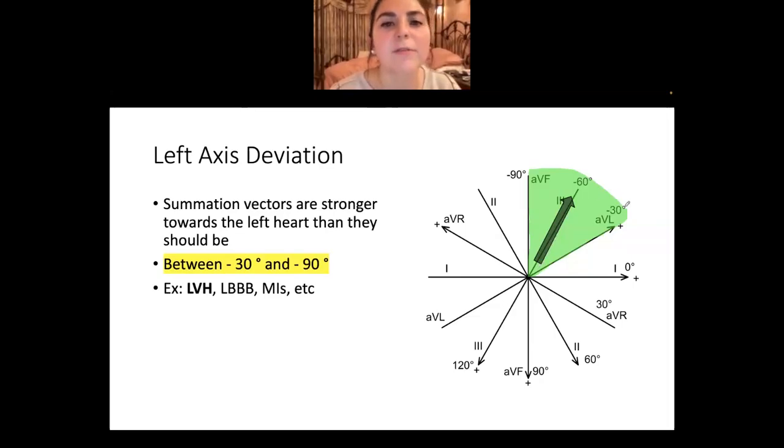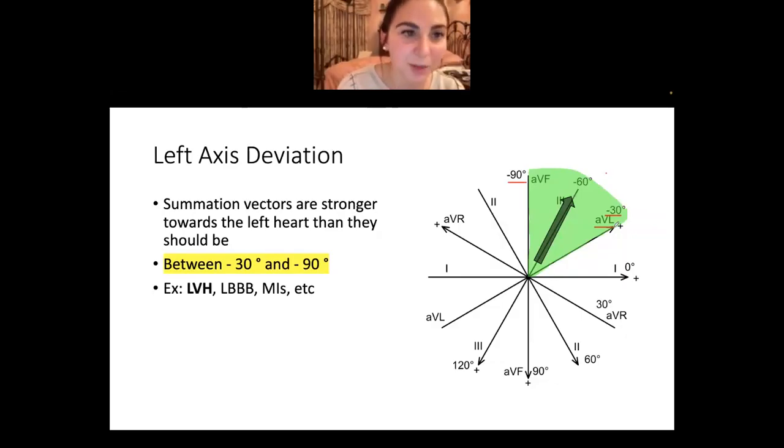Axis deviation. If you add up all the summation vectors and now it's leading from -30 up to -90, so it's in this direction, that's going to be a left axis deviation. This means the vectors are moving stronger towards the left side of the heart, sending a lot more impulse to the left side. So think about anything that would require that. Left ventricular hypertrophy is the most common one. You can even have a left bundle branch block.